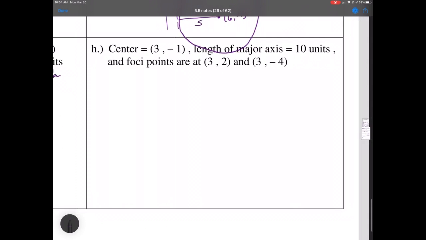And lastly, you have a center point, a major axis, and the foci points. So this is going to be an ellipse. So your foci points give you the C value. Your major axis gives you your A value. And so you can find your B value using that Pythagorean relationship. And then you can write the equation of the ellipse.